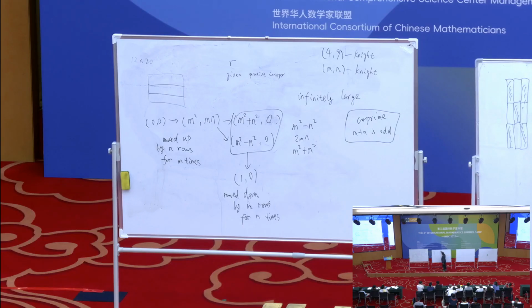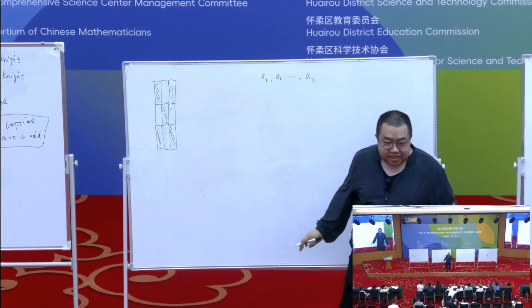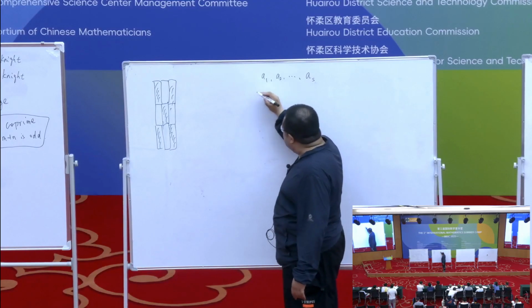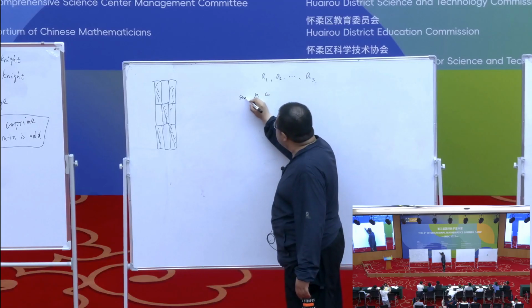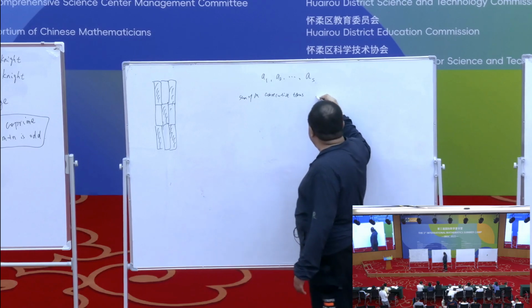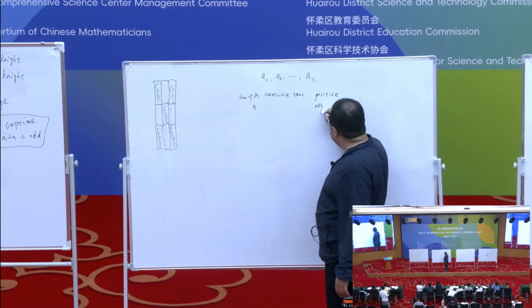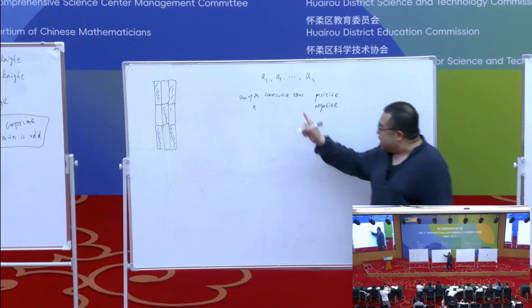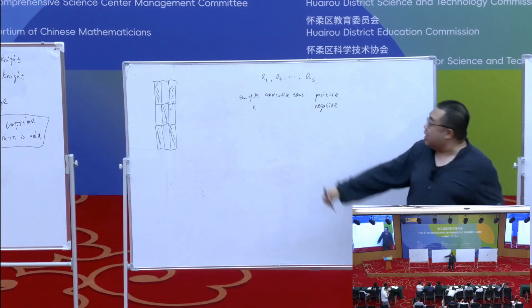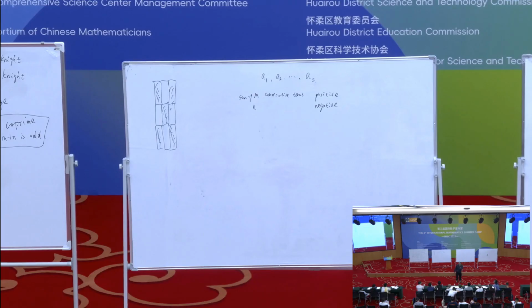Suppose you have a sequence. The sum of every m consecutive terms is positive, but the sum of every n consecutive terms is negative. Here, m and n are still co-prime. Then what is the maximum number of terms? I think you remember this, right? So what is the answer?